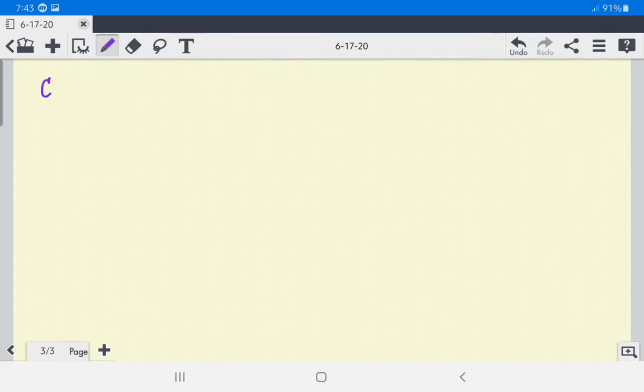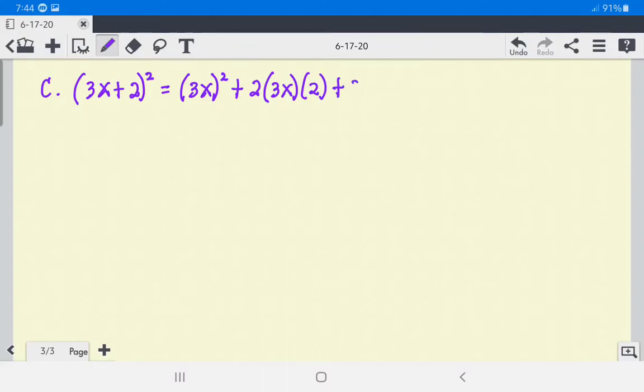Letter C. Let's say we have 3x plus 2 squared. Okay, first term is 3x, second term is 2. So we're going to square the first term, 3x, then plus twice the product of the first term, 3x, and the second term, 2. Then plus the square of the second term, which is 2 squared. Okay, so for the first term, we have 3x squared.